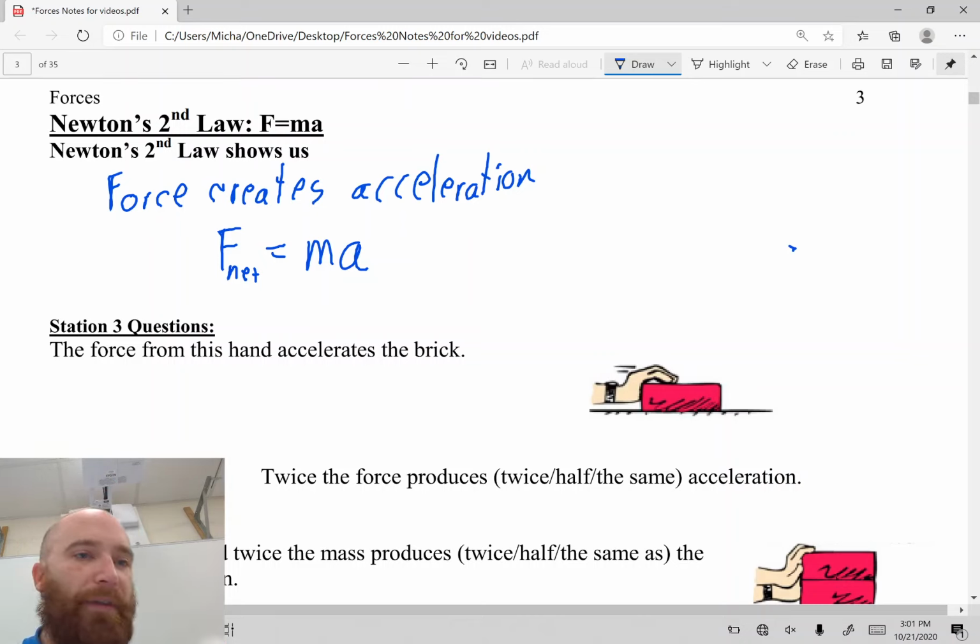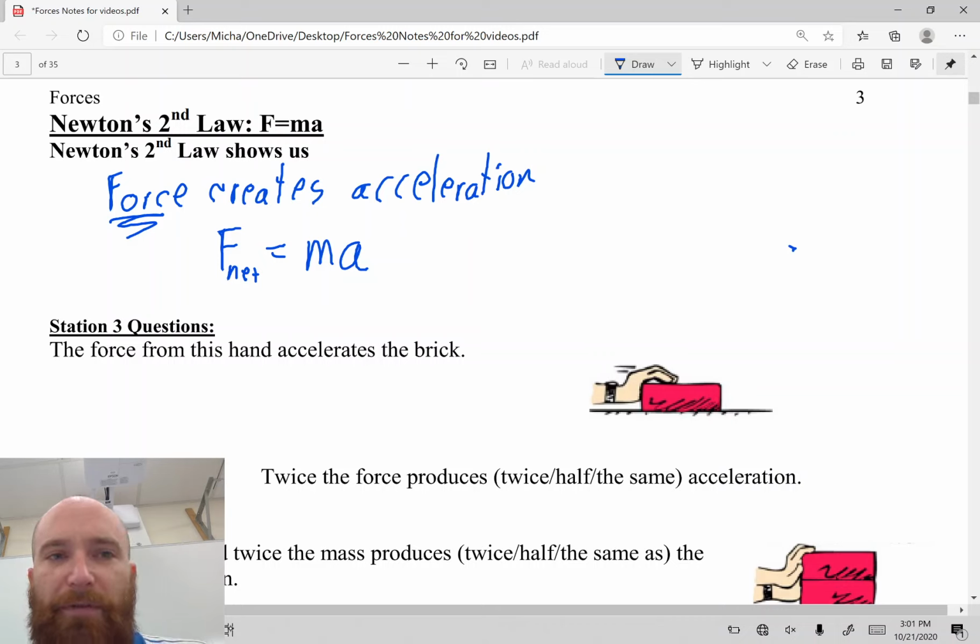So for Newton's second law, basically the idea is this. Isaac Newton says that a force is required to create an acceleration. Kind of links to the inertia idea, right? Objects don't accelerate for no reason. They accelerate because a force does that to them.